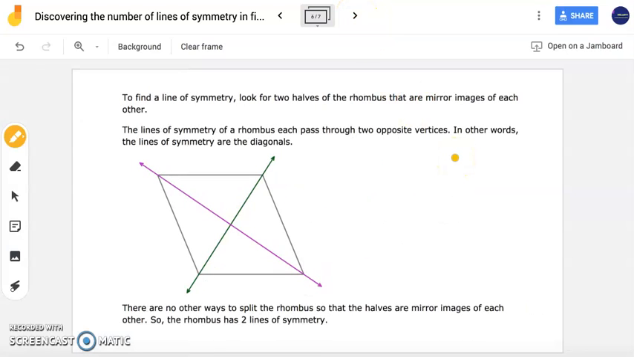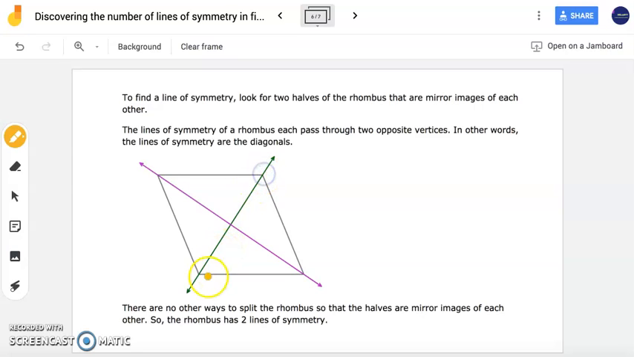Now again, to find a line of symmetry, look for two halves of the rhombus that are mirror images of each other. In this rhombus here, you're going to see that there's two lines of symmetry. The lines of symmetry of a rhombus each pass through the opposite vertices. In other words, the lines of symmetry are the diagonals.